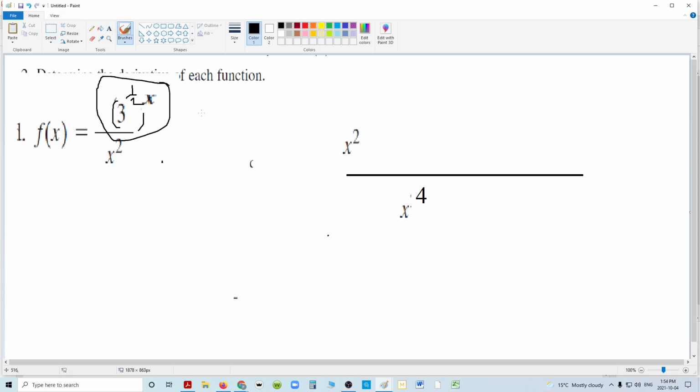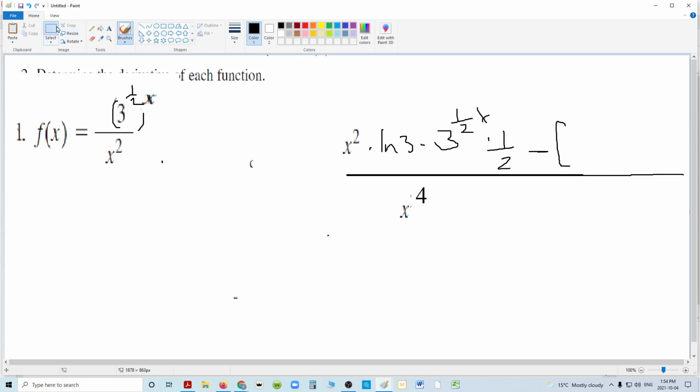If I take the derivative of that, I have to take ln of 3 times the exponent itself times the derivative of that, 1/2. And I have to subtract, in brackets, always use your brackets, the derivative of this numerator, which is 2x, times this function, like that.